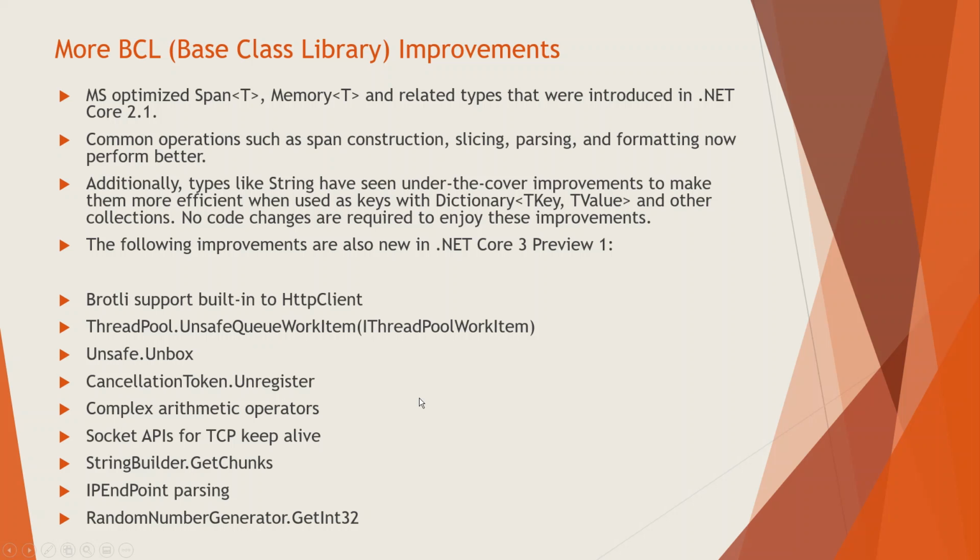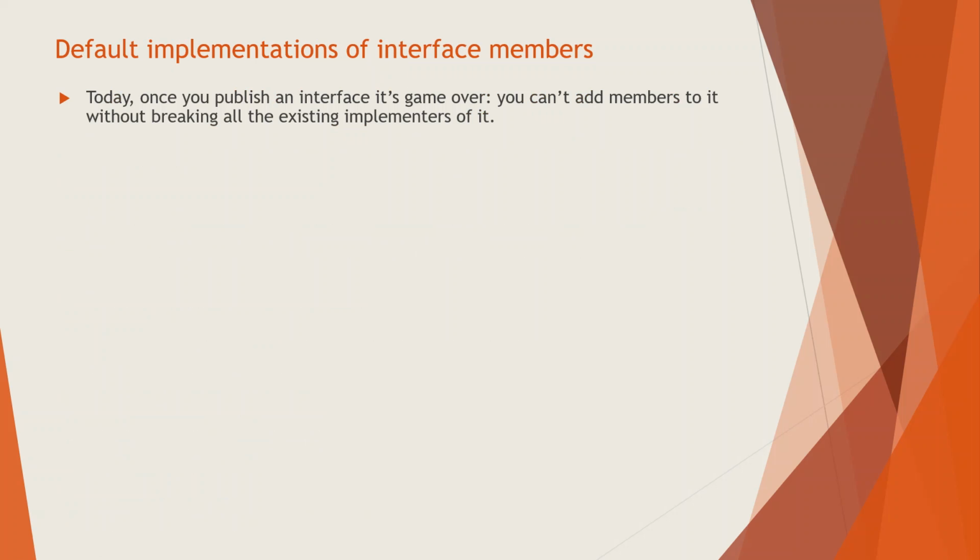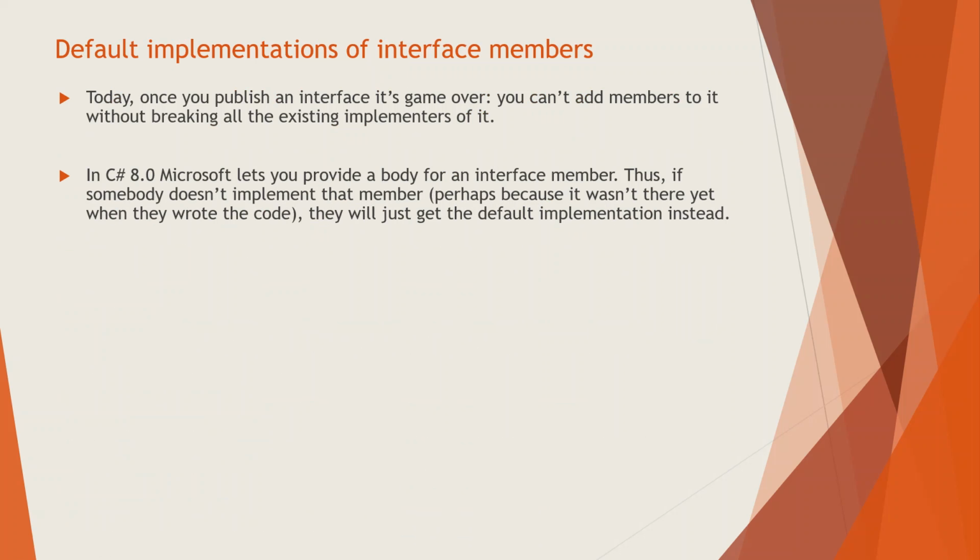Okay, so default implementation of interface members, that's another interesting thing. Today, once you publish an interface, it's game over. You can't add members to it without breaking all the existing implementers of it, because an interface is just a blueprint. It contains some members, some method signatures only, no body. So all the methods need to be implemented in an implementing class. So once you publish an interface, you cannot add more members to it because it will break the existing implementers.